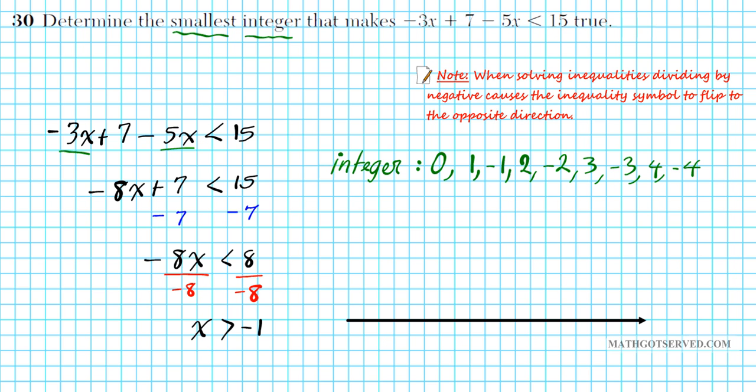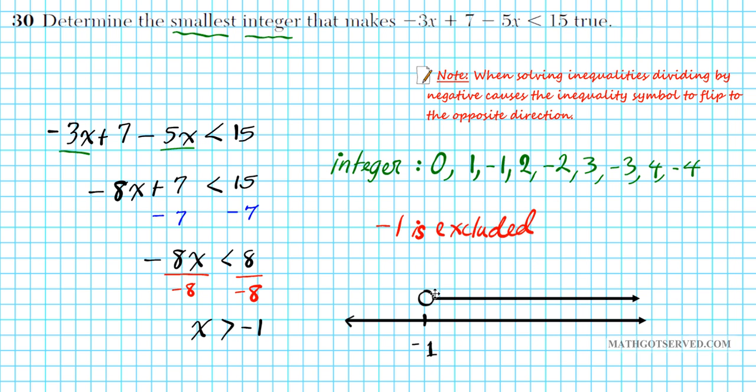So x is any number that's greater than negative 1. So negative 1, open circle, and your arrow is going to be pointing to the right. So what are some integers that satisfy this inequality? Can we pick negative 1? The answer is no. Why not? Because you don't have a line in this inequality. You have an open circle, which means that negative 1 is excluded from the solution region. You cannot use negative 1.